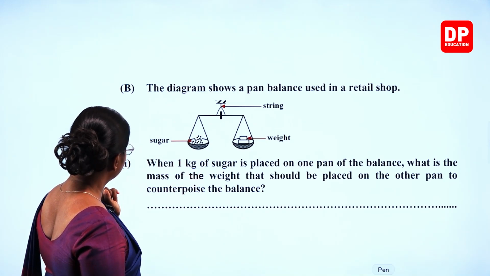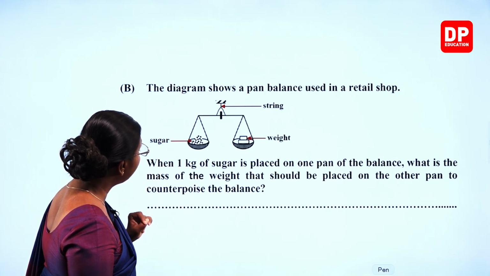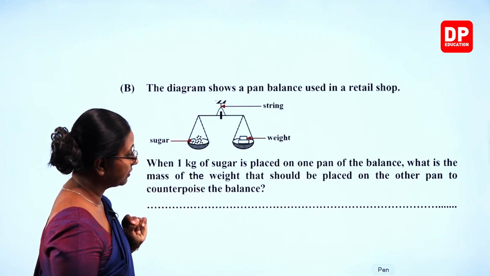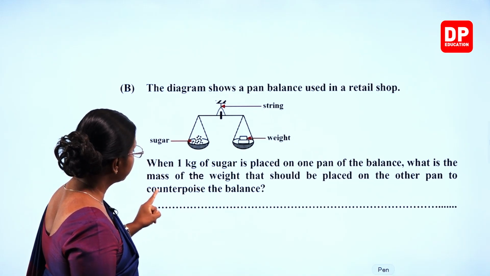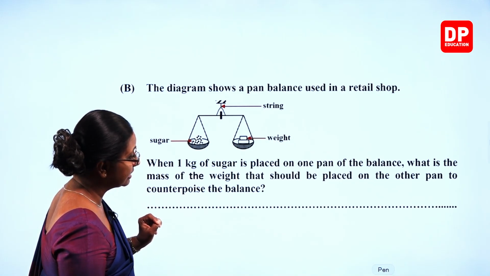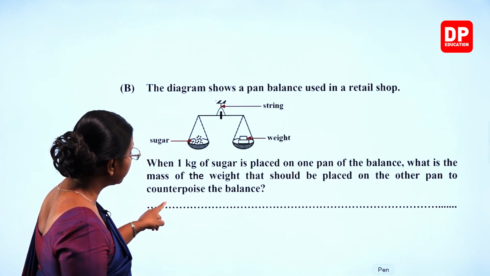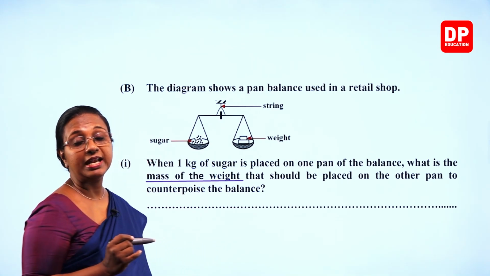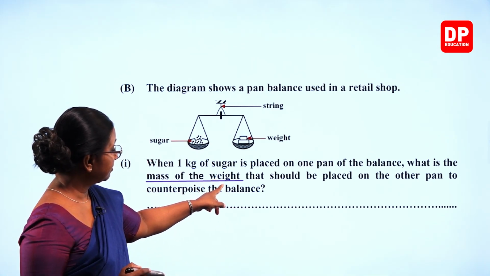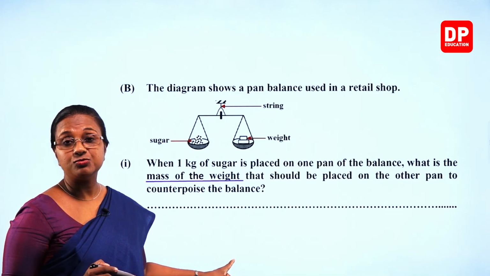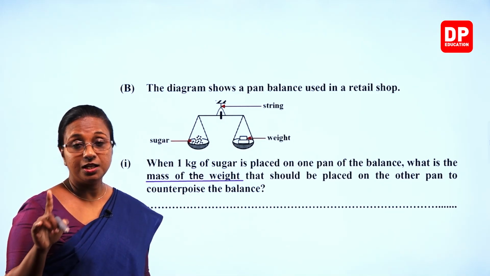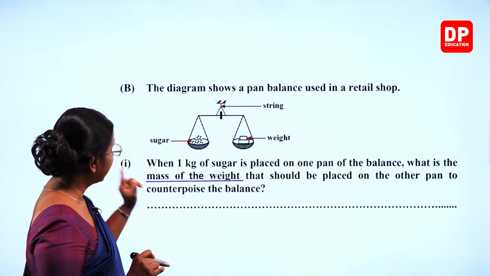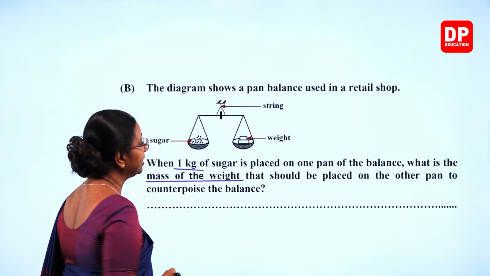The first question of this part: when 1 kilogram of sugar is placed on one pan of the balance, what is the mass of the weight that should be placed on the other pan to counterpoise the balance? So for the mass of the weight, you have to look at it carefully. Just because you read the word weight, don't write it as weight, because mass comes in kilograms, weight in Newton. Weight is a force, so you all know that. But here they have given the value 1 kilogram.